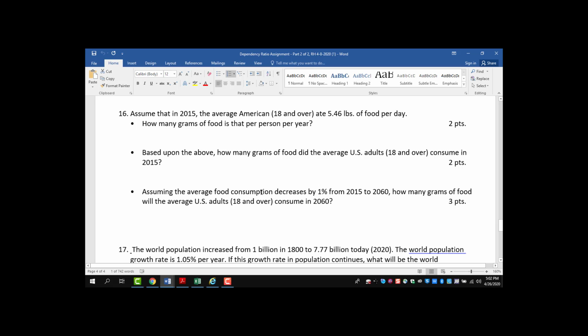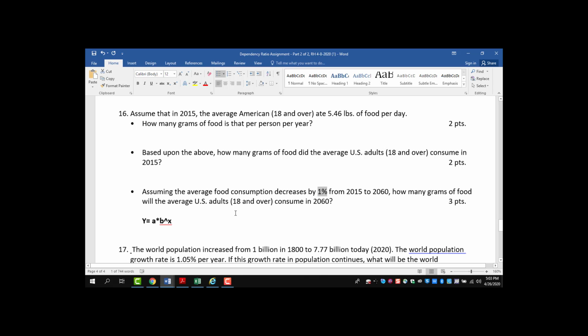Assuming the average food consumption decreases 1% from 2015 to 2016, how many grams of food would the average American consume in 2060? How many years is it? Hey, this is classic. That's the classic formula you can use for that. When you're talking 1%, you're talking an exponential. Initial value, rate of factor, not rate of, the rate of change is decreased by 1%.